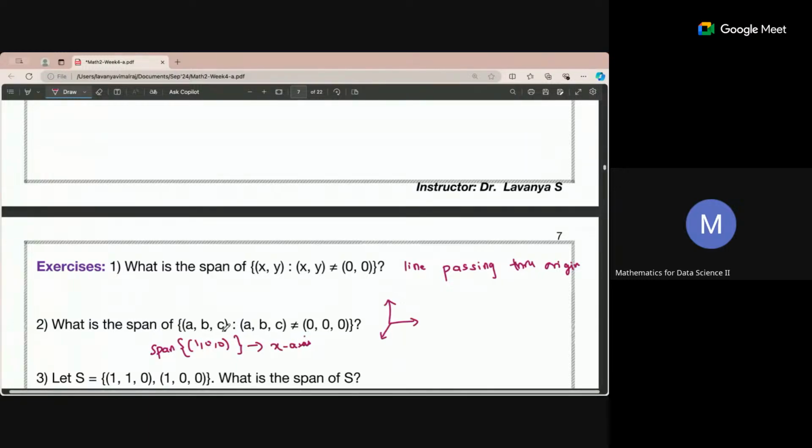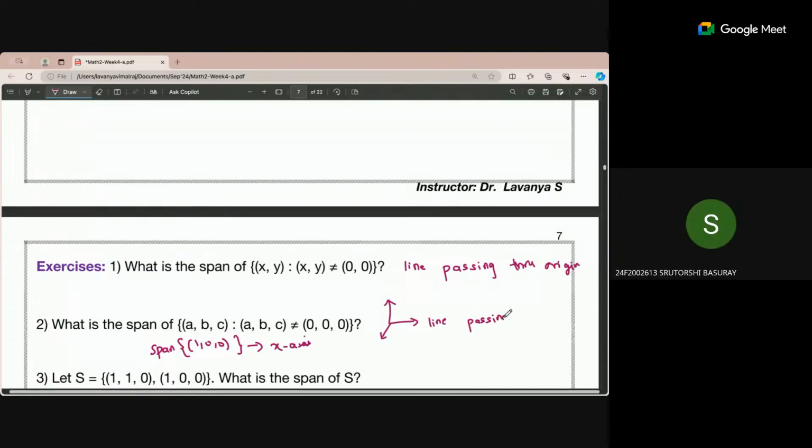See, span of a vector from R3, only a single non-zero vector, again leads to a line passing through the origin only. Because you are having only one vector and you are spanning it. Spanning means you can imagine stretching or shrinking the entire vector in all possible ways, but only along the line. So that will form a line only. You are not rotating here, only stretching the line. So you are forming a line passing through the origin again.